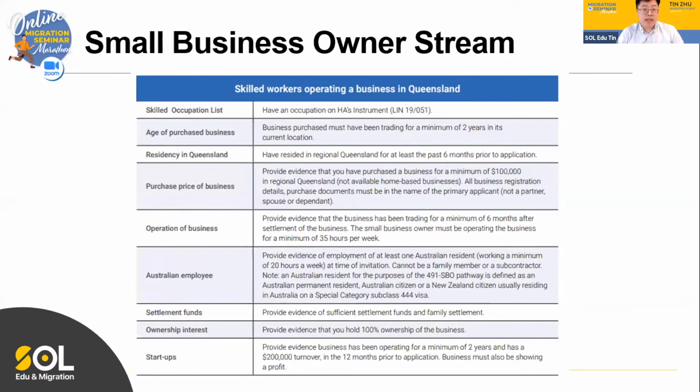And for the startups, the new stream, you need to show you have established the business in Queensland for at least 2 years, and you have a minimum 200,000 Australian dollars turnover for the previous 12 months before you submit the application, and your business must be making profits. They didn't specify how much profit you need to make, but you must show you are earning something. So this is the summary for the small business owner stream.